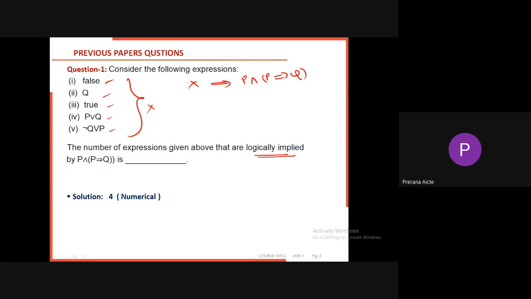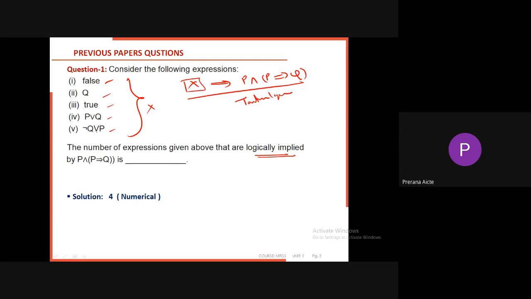So this X may be either false, or Q, or true, or P or Q, or negation P or Q. So when can we say that this is logically implied? If we construct the truth table for this and get a tautology, then I can say that these expressions can logically imply P and P implies Q.